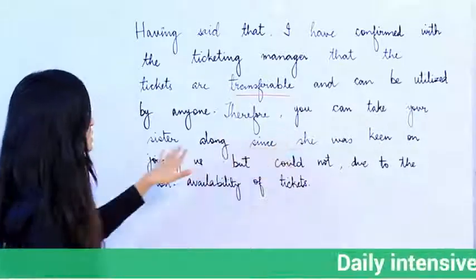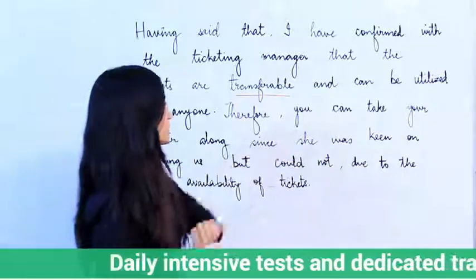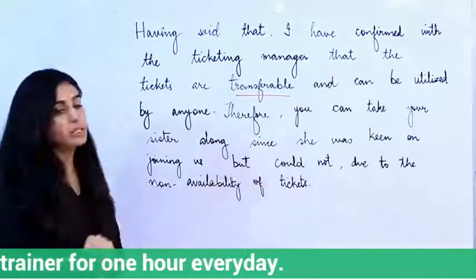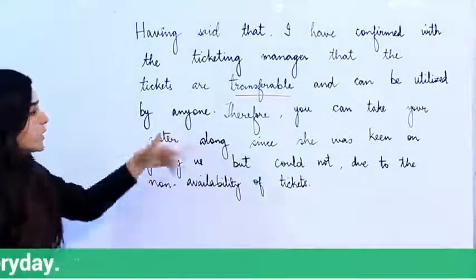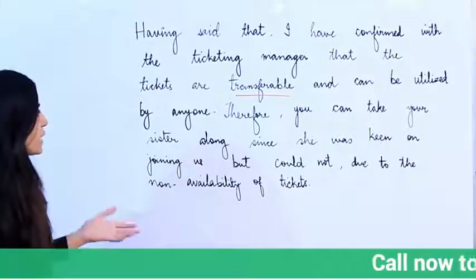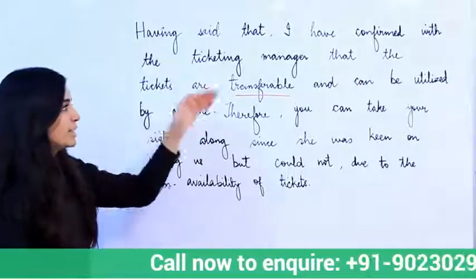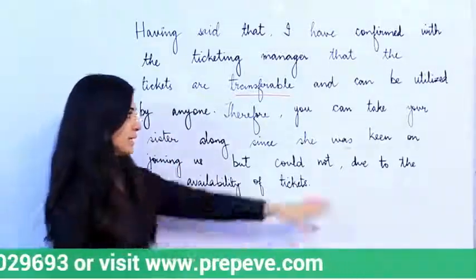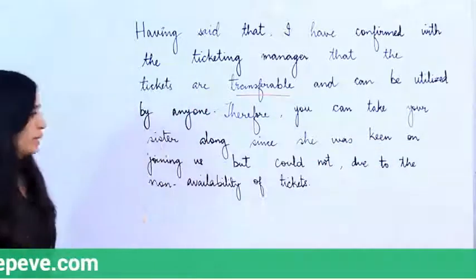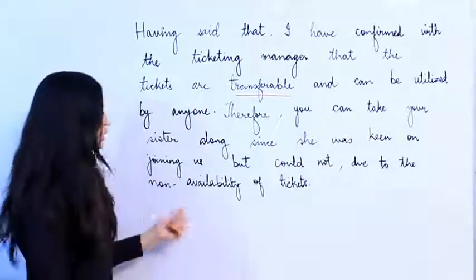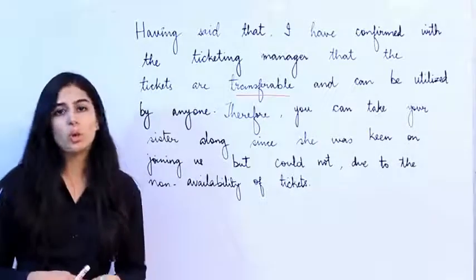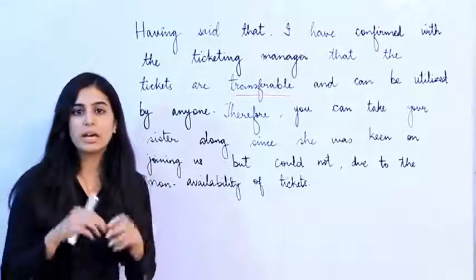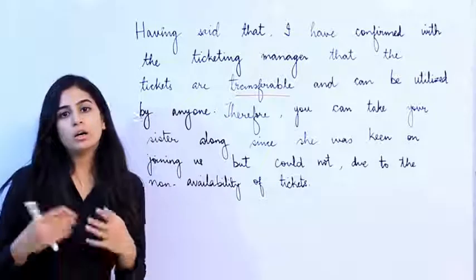Therefore, you can take your sister along since she was keen on joining us but could not due to the non-availability of tickets. So now, what are you suggesting your friend? You're suggesting your friend that he can take his sister along with him since she was interested. She was keen on joining them earlier but couldn't because of the shortage of tickets. So now you've given him the solution that he can use the extra ticket to take his sister along.